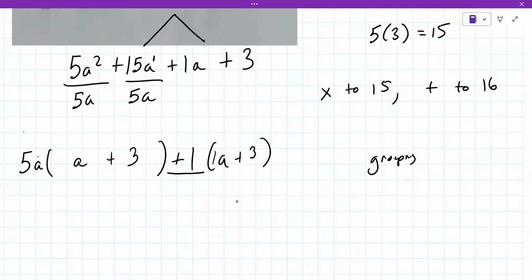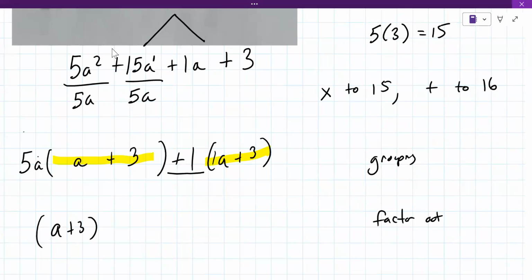So your result is, and now you have to factor out again, an a plus 3 from both. Both of these terms have an a plus 3 in them. So you factor them both out, and then what's left over is the 5a plus the 1.